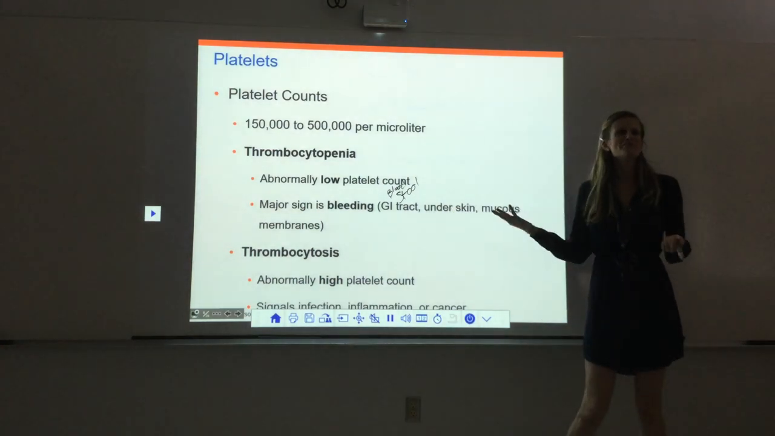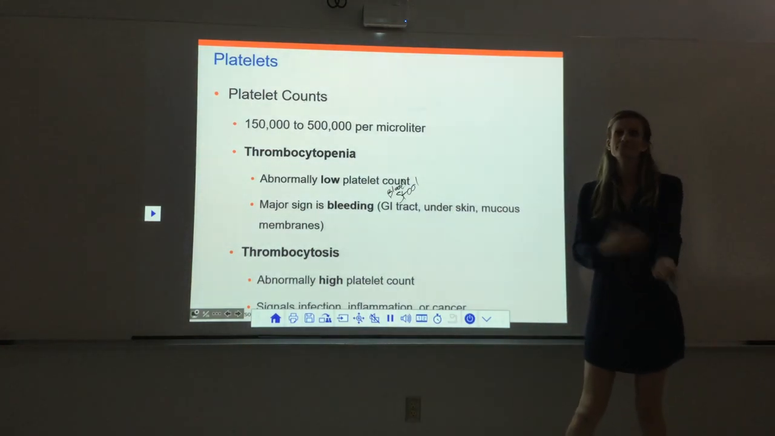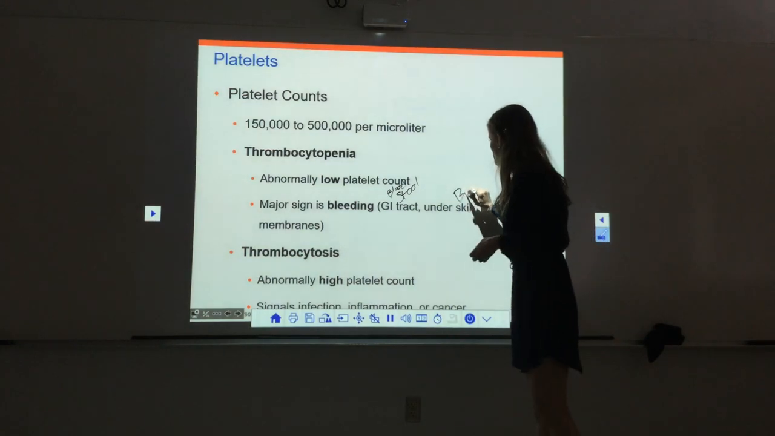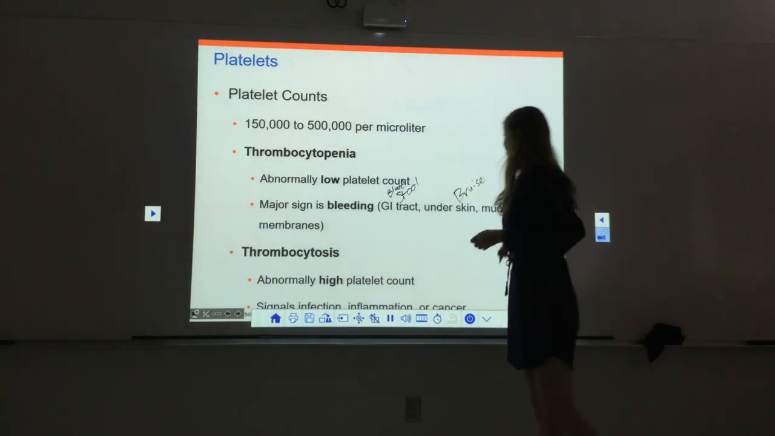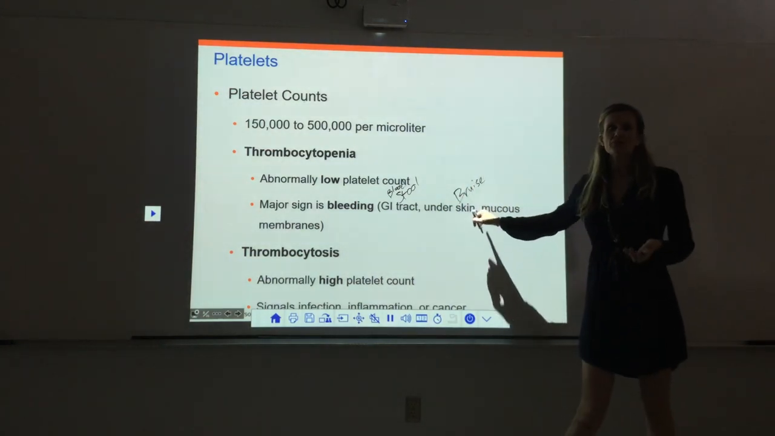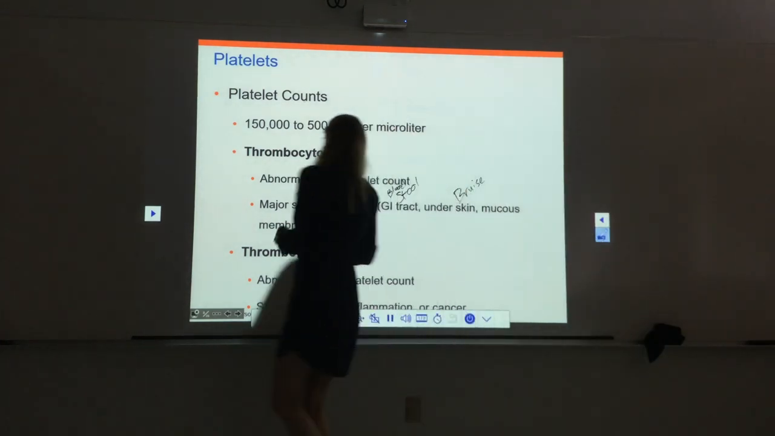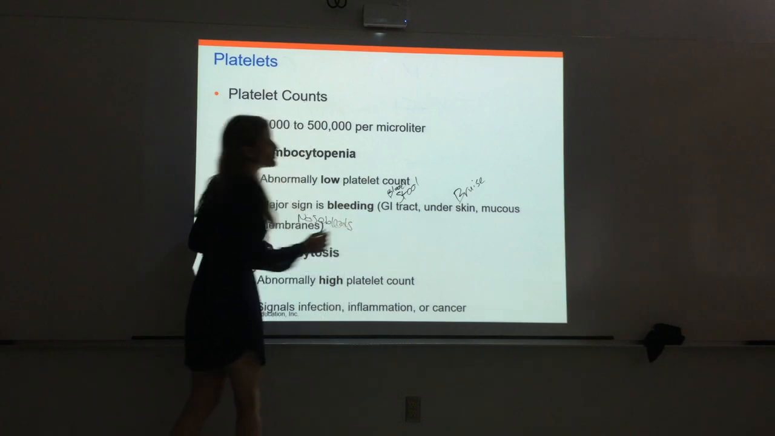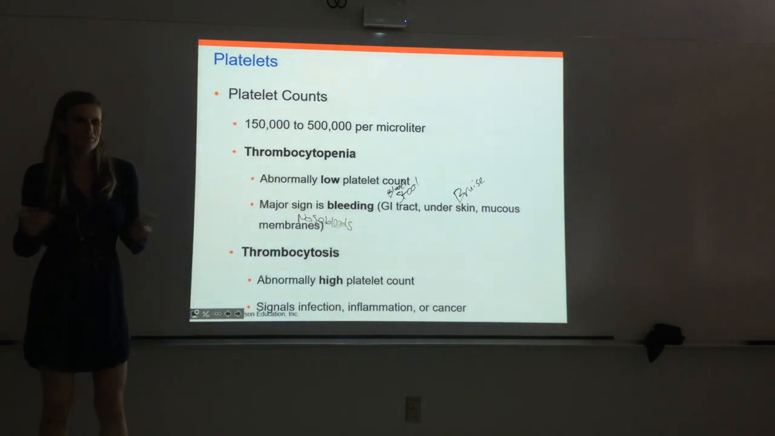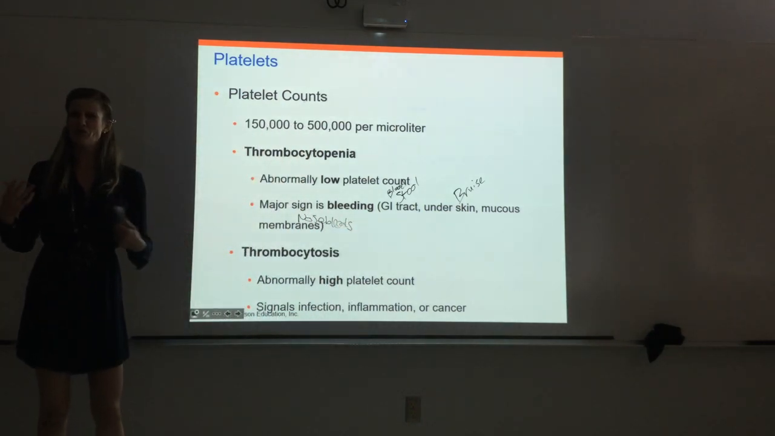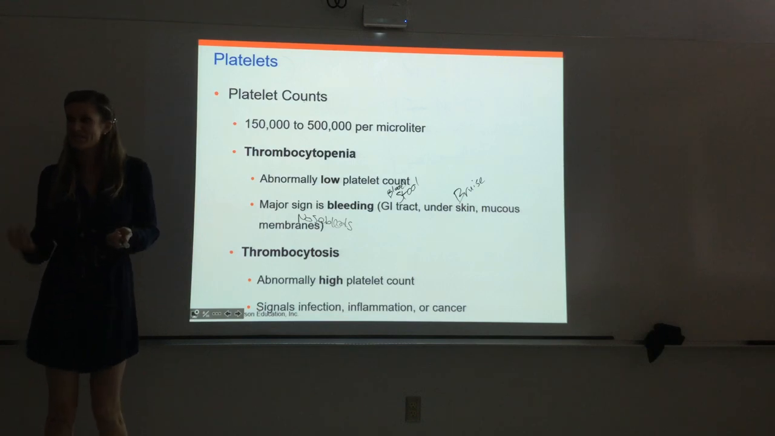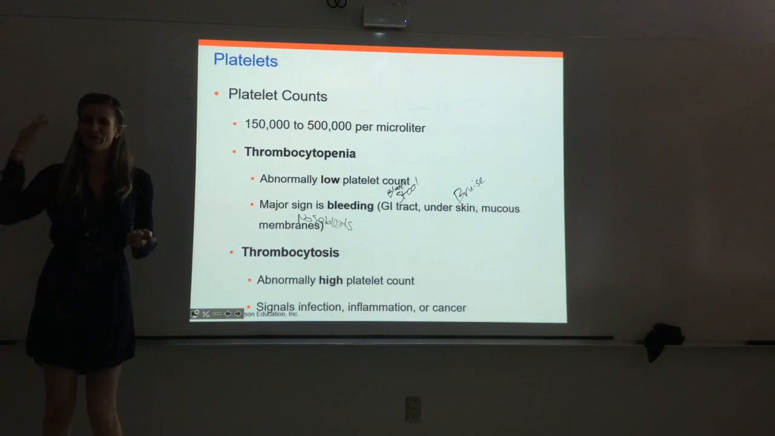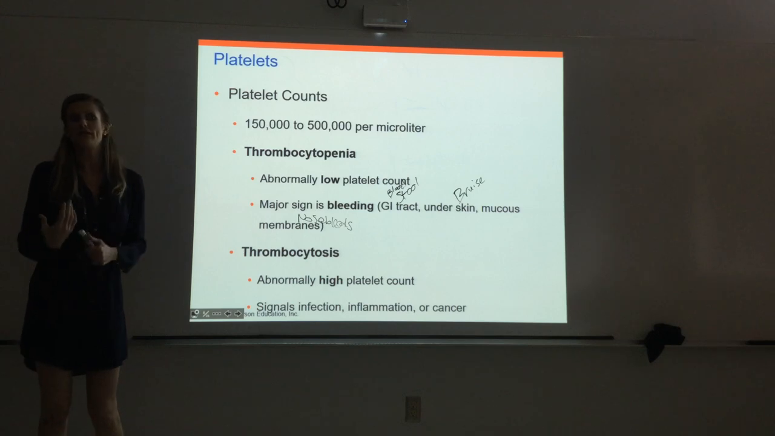Under the skin, what do you see if they're bleeding under the skin? Bruises. A bruise, right? So if you see bruises, and in the mucous membranes. This can show up a couple different ways. These can show up as nosebleeds. Okay, if you have somebody who doesn't typically get nosebleeds frequently, some kids are just really prone to them, but if you have somebody who doesn't normally get nosebleeds, then all of a sudden they start getting a lot of spontaneous nosebleeds, I would check on their platelets.